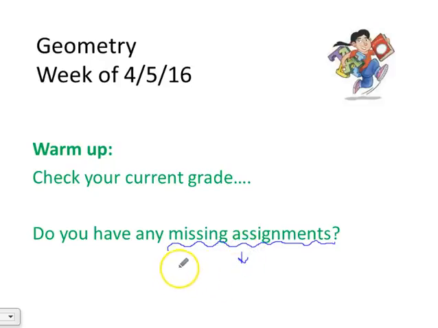And then just a friendly reminder that you do need to let me know with an email when you've turned any missing assignments in. So let me know when you submit missing assignments. Remember, Schoology unfortunately does not alert me when you submit your missing work, so you need to be proactive and let me know when you've submitted work so that I know to grade it.